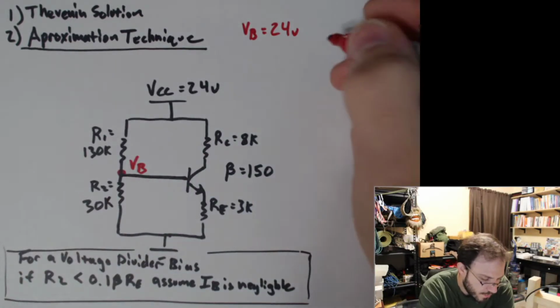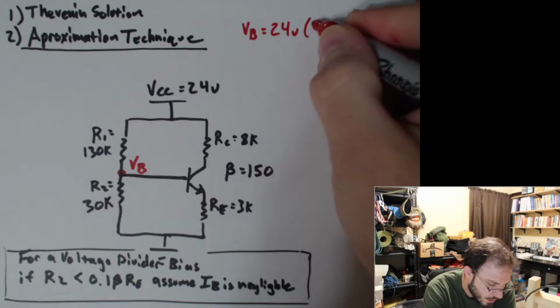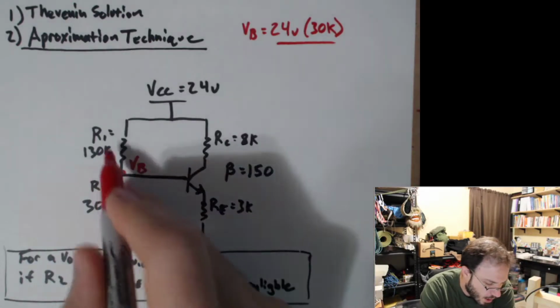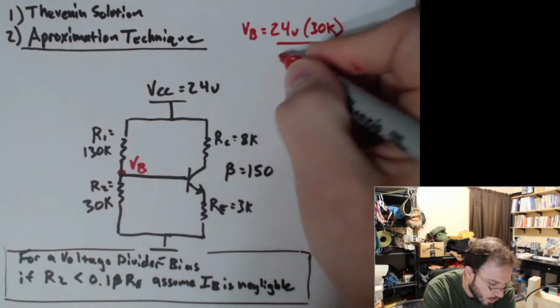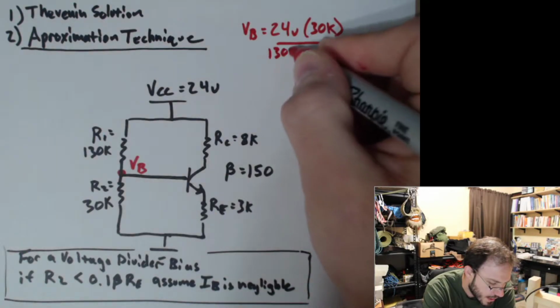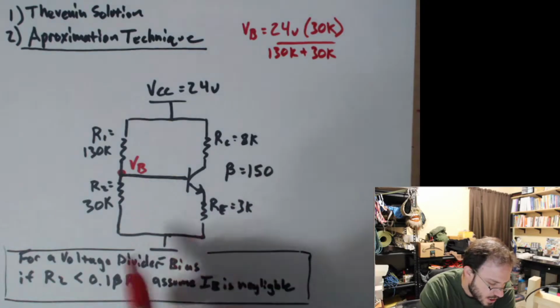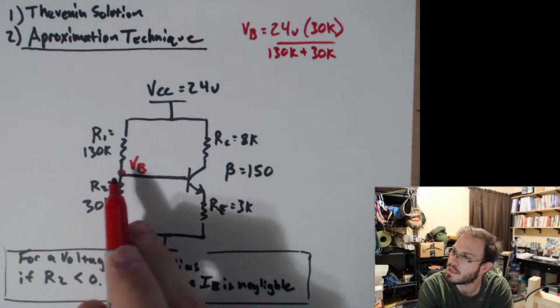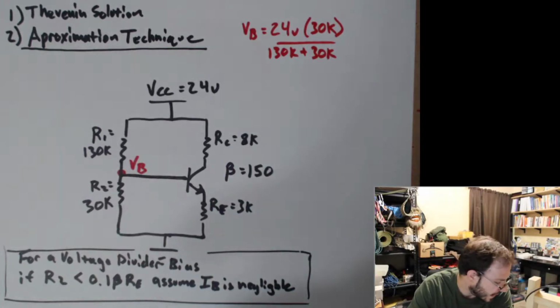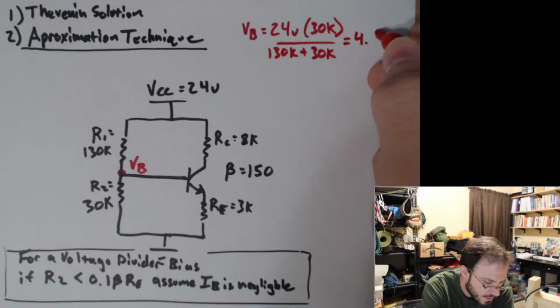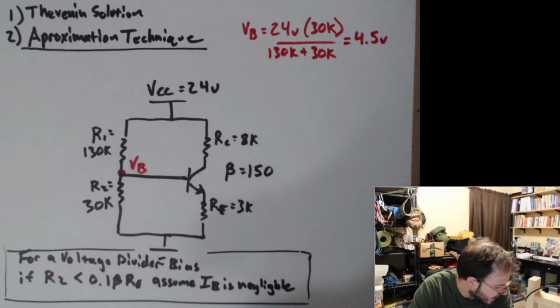Okay, so 24 volts times 30 K ohms divided by R1 plus R2, which is 130 K plus 30 K. And that should give us the voltage here at this point. It's just the voltage divider equation. Well, what does that end up coming out to? Well, it's 4.5 volts in our case.